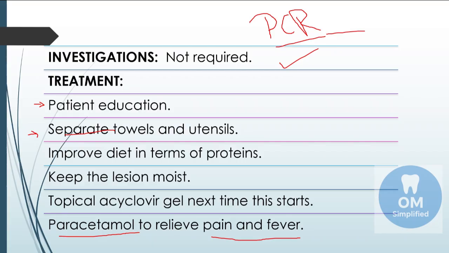lesions on the lip. What is important to note is that in recurrent herpes labialis, the lesions are limited to the keratinized mucosa, such as the lip, hard palate, or the attached gingiva.